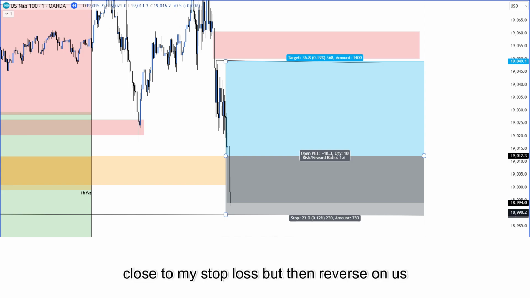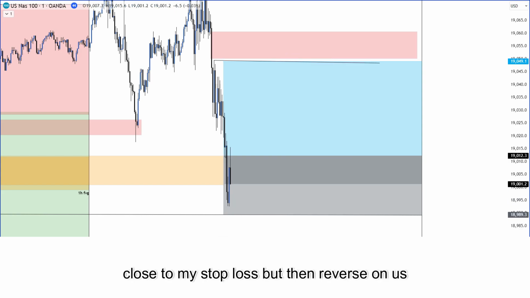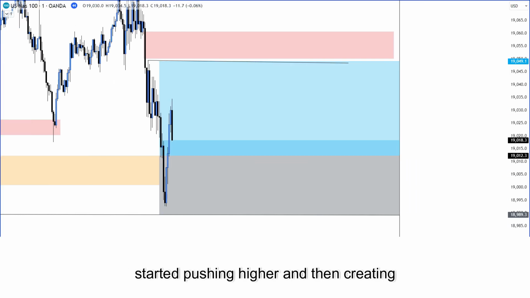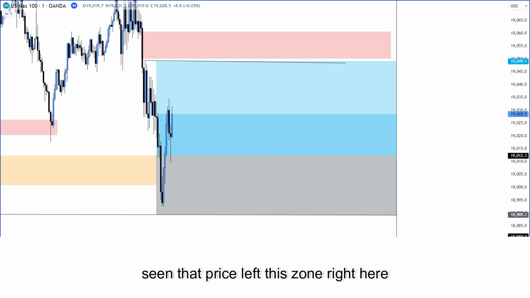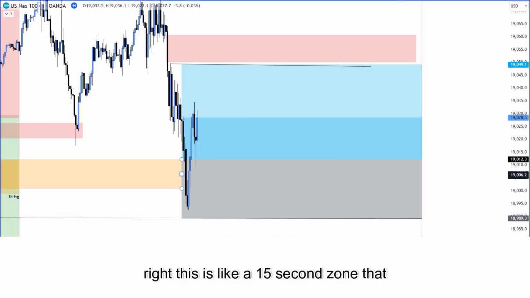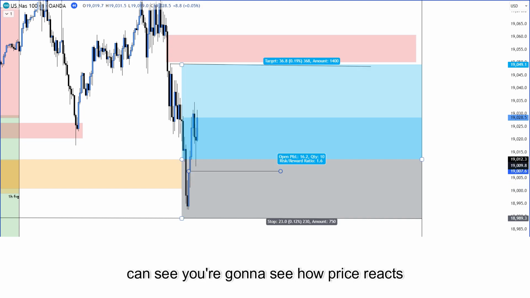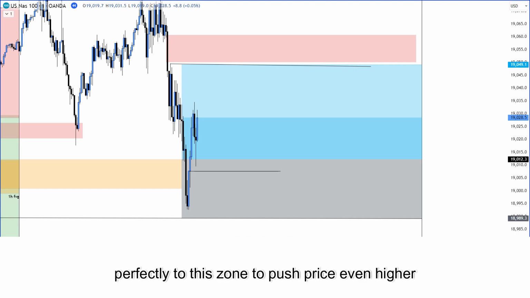But look how price came close to my stop loss, but then reversed on us. Perfect, as you guys can see. And then price started pushing higher and creating more price action. And then this is when I saw that price left this zone right here, right? This is like a 15-second zone that you guys may not be able to see, but this right here was like an inducement to me. If you guys watched the live execution, I had brought this out right here. I extended this. This was like a second entry type zone. As you guys can see, you're going to see how price reacts perfectly to this zone to push price even higher.